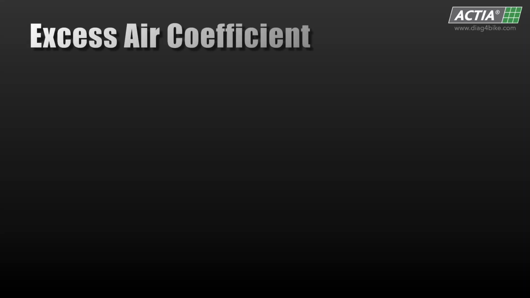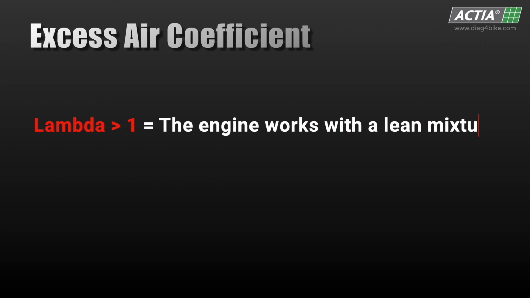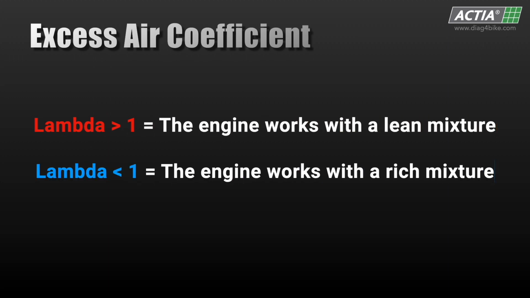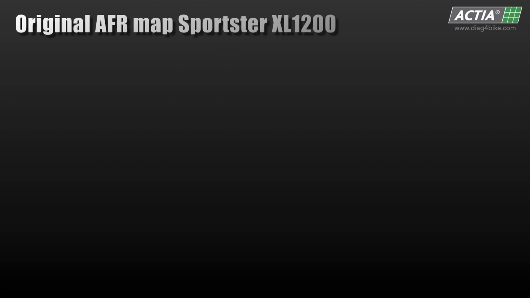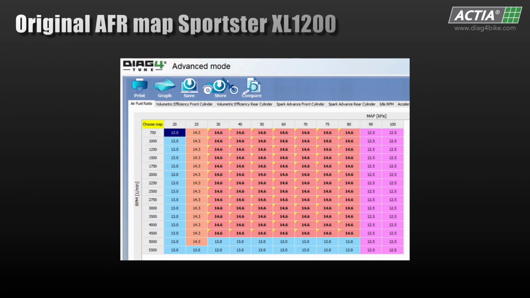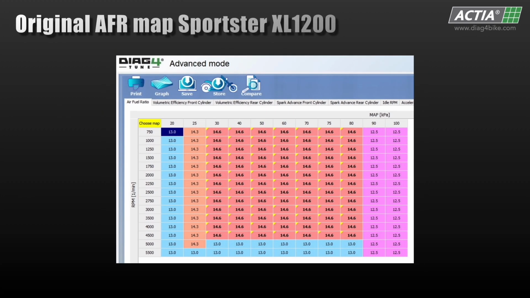It holds for the excess air coefficient that, if lambda is over 1, the engine is running on a lean mixture. If lambda is under 1, the engine is running on a rich mixture. Now, to have an example, let's describe and discuss the original AFR map of a Sportster 2007 XL 1200 motorcycle. The situation is similar with other models.